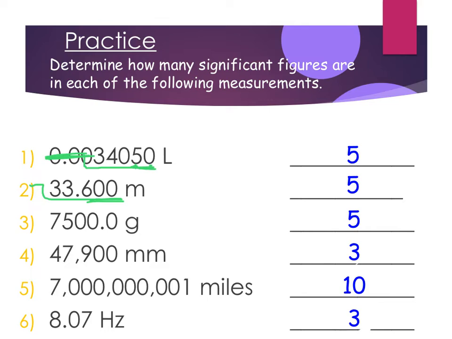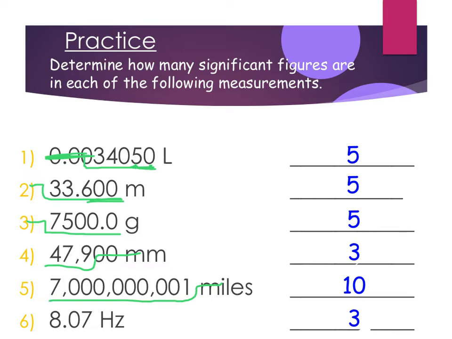For number 3, again decimal present, start counting at the 7, all 5 are significant. For number 4, here we finally have one that has no decimal. So with the decimal absent, I'm going to come from the Atlantic, start counting at the 9, and I get 3 significant figures. For number 5, I have decimal absent, so I'm going to start counting at this 1, tricky 1 at the end there, meaning I count all 10 significant figures.